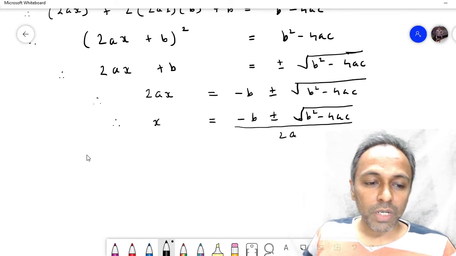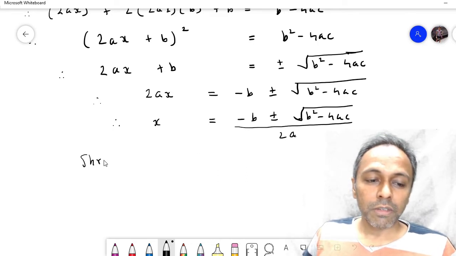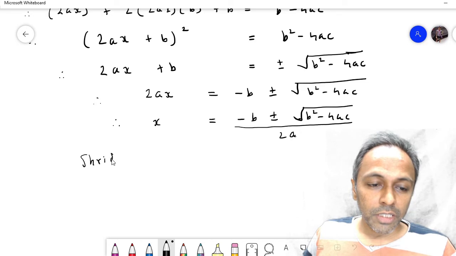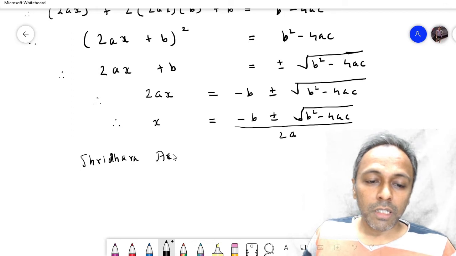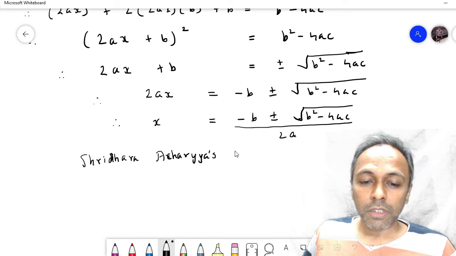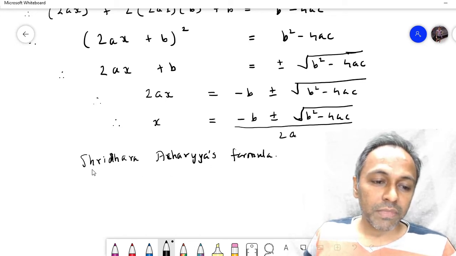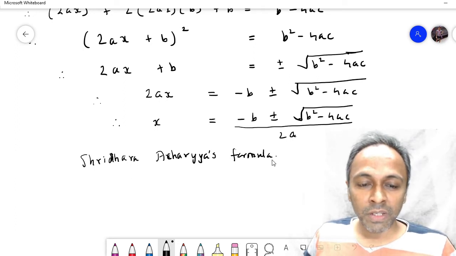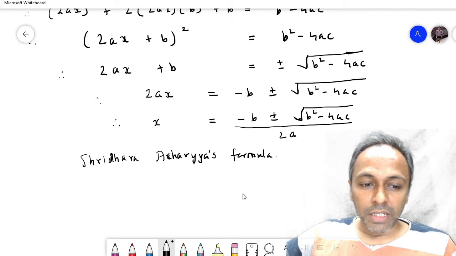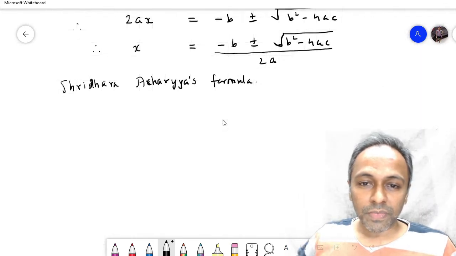This formula is called Shreedharacharya's formula. Some books also write SHREE, Shreedharacharya's formula, invented by an Indian mathematician.